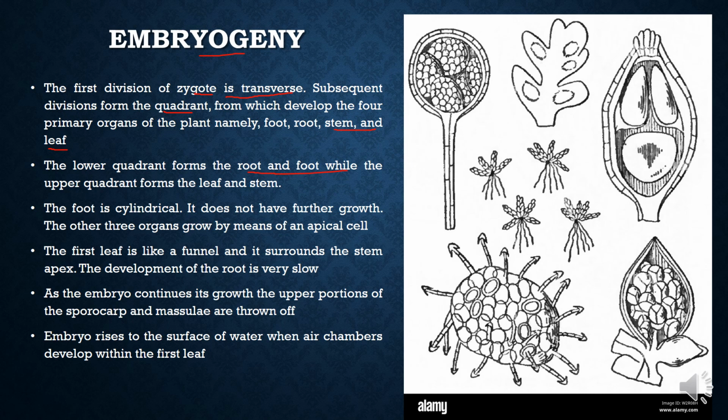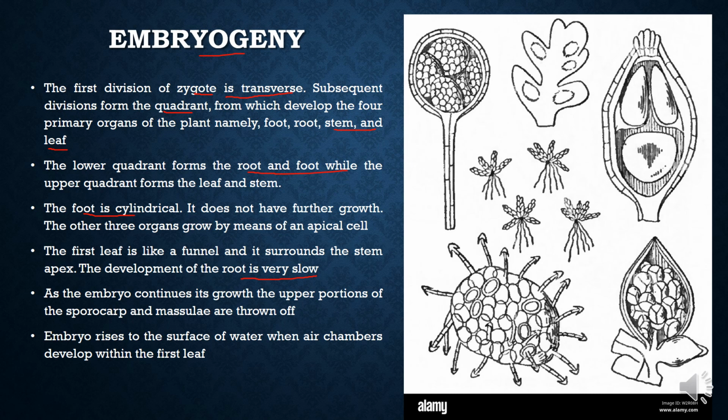And the foot, though it is cylindrical, does not continue growth for long, and its growth remains limited to a very short period of time. After the foot growth has stopped, we see the growth of other parts, that is the root, the stem, and the leaf. The growth rate for the root is very slow in comparison to the stem region. So ultimately the embryo divides to produce this type of structure.